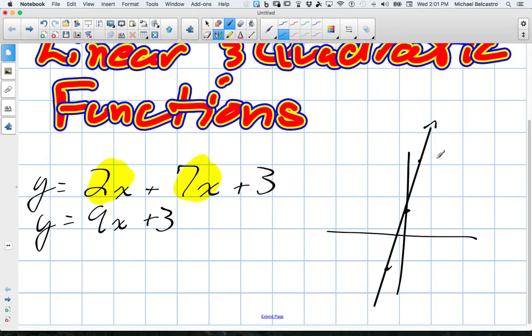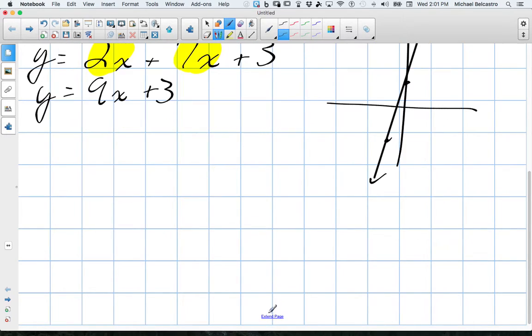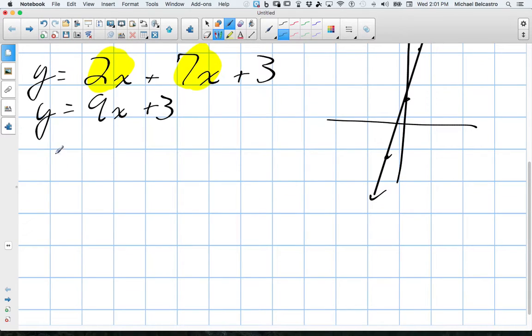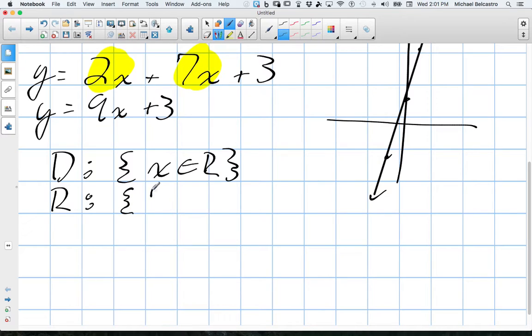But what's neat about linear functions is their domain and range are continuous. They go on forever. So your domain for this would be x is the element of all real numbers, okay? And your range for your linear function would be y is the element of all real numbers. Sorry, my calligraphy, I guess that's the word, is not so clear right now.